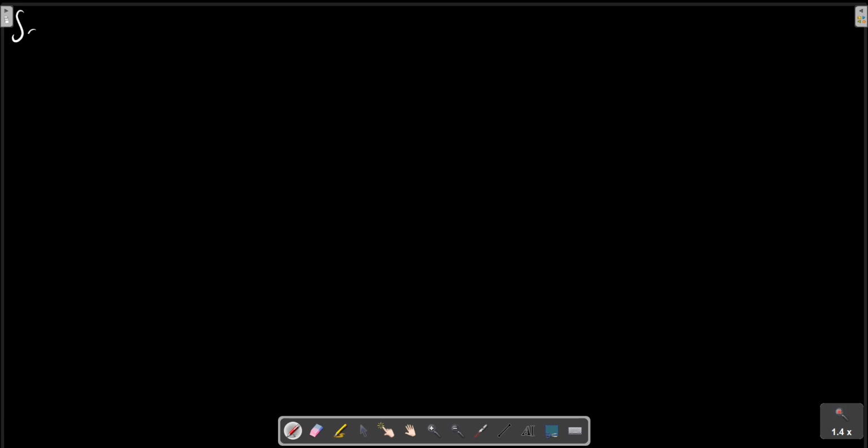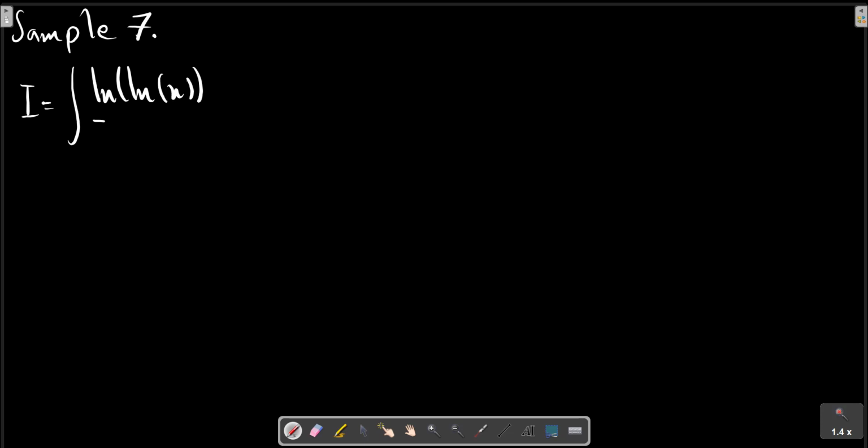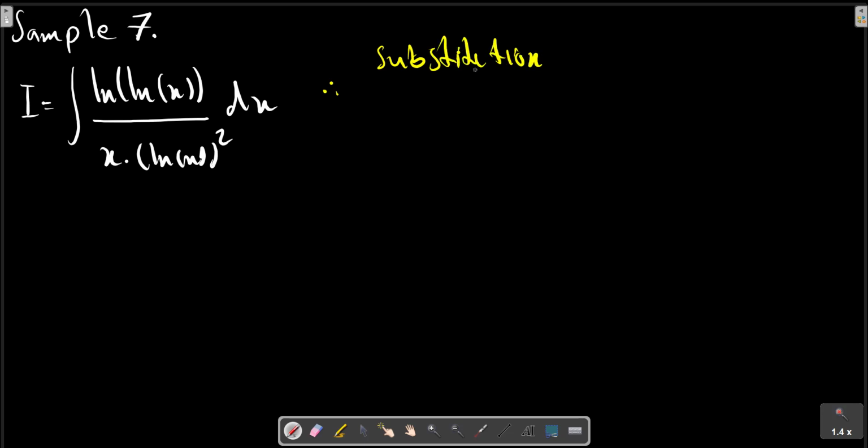Sample 7. ln x squared dx. Method: substitution and by parts integration.